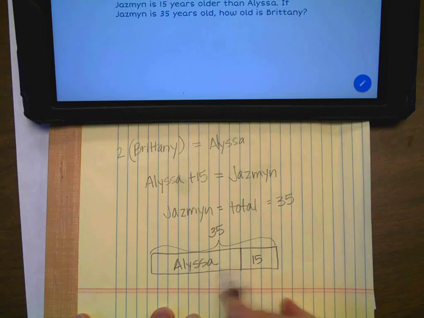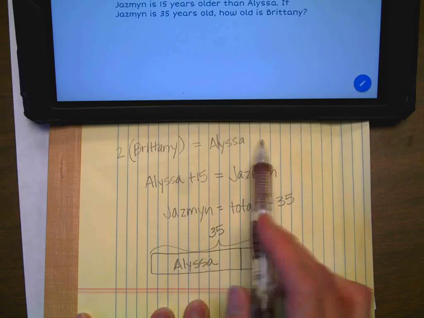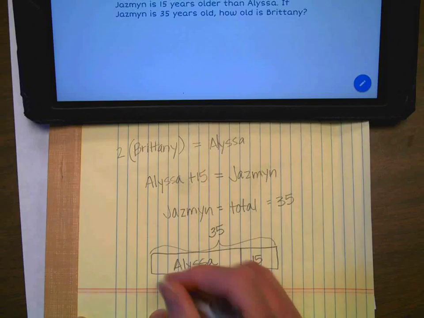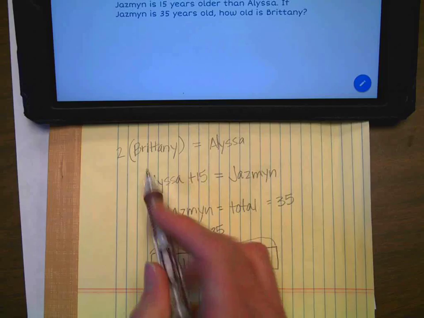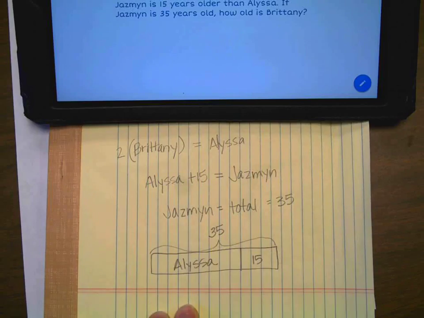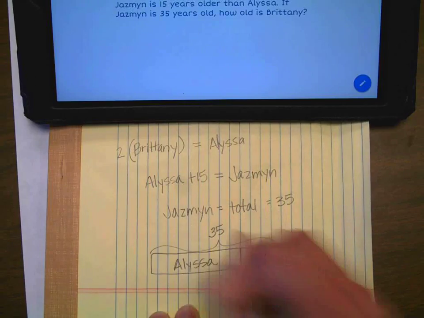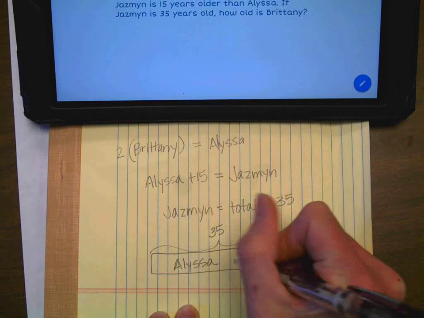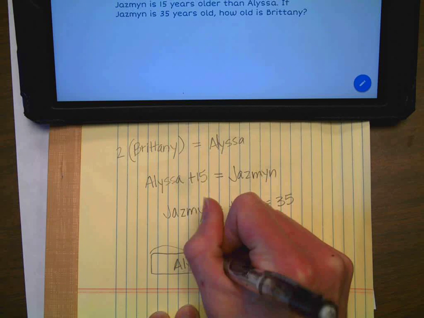And you know that in a tape, the 2 sections are always added together to make the total. Well, then we also know something more about Alyssa. So we know actually more about this section right here. And we know that Alyssa is made up of 2 Brittany's. So we know that this actually has 2 more sections in it, right?